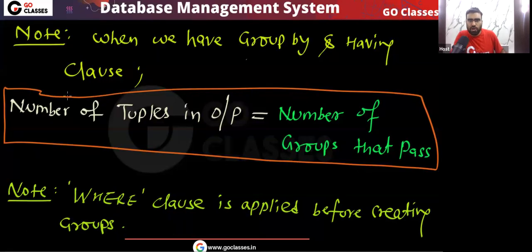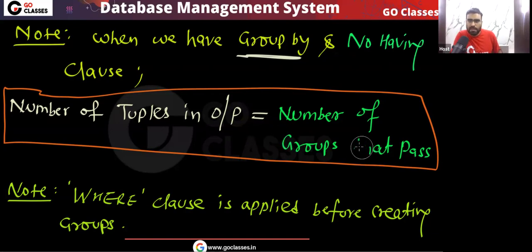So remember, when you have a having clause and a group by clause, the number of tuples in the output will be the number of groups that pass. And where clause is applied before creating groups. And if there is a group by clause and no having clause, then all the groups will pass. The answer will be the number of groups. But remember, where clause is applied before you create the groups. So these results are very helpful.